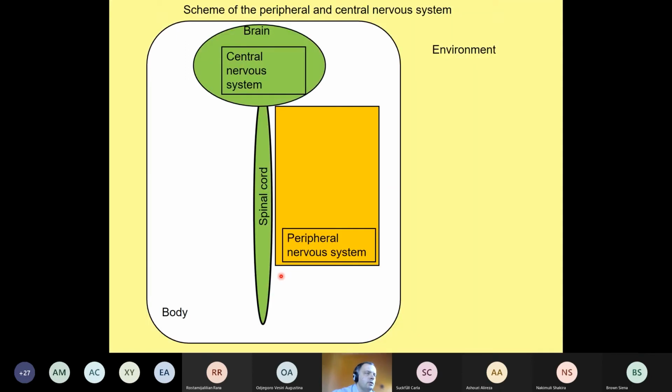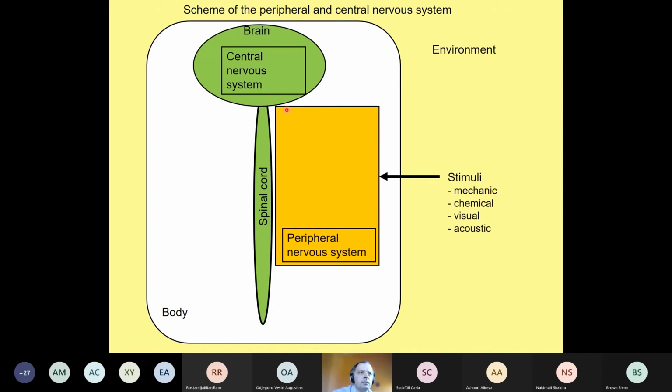In order to visualize this a bit, I prepared such a simplified scheme. So the yellow area is the environment, the white box would be the body, the green area is the central nervous system, and the dark yellow box wants to represent the peripheral nervous system.